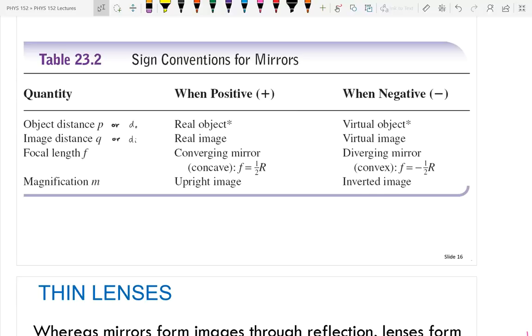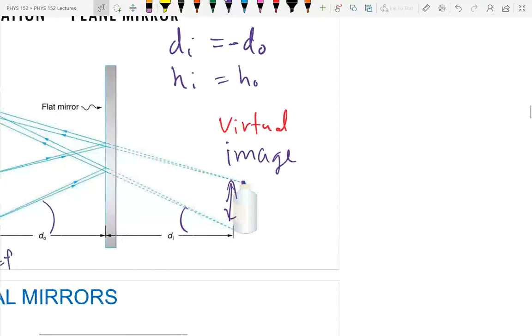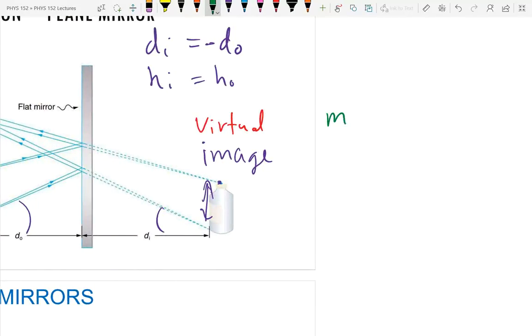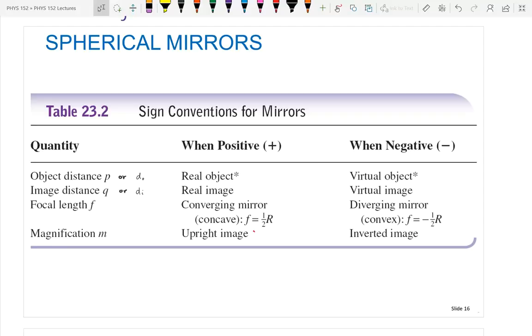And then finally, with magnification, the magnification is positive if it's an upright image. So in this case here, we define magnification as height of the image over height of the object. In this case, height of the image was height of the object. It had a magnification of 1. Plus 1 means that it's upright. If it had been minus, that would have been inverted. So those are sign conventions that we just have to be able to use. Any questions about sign conventions?